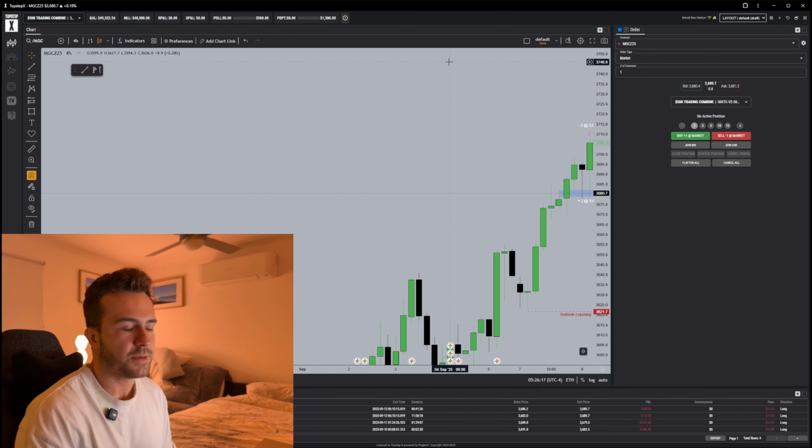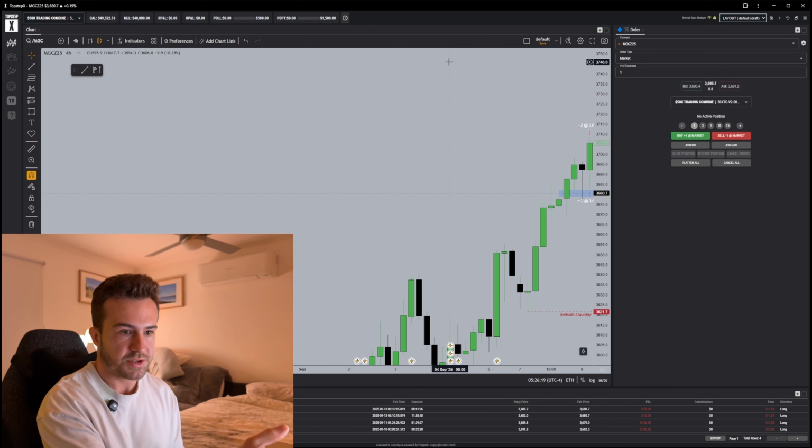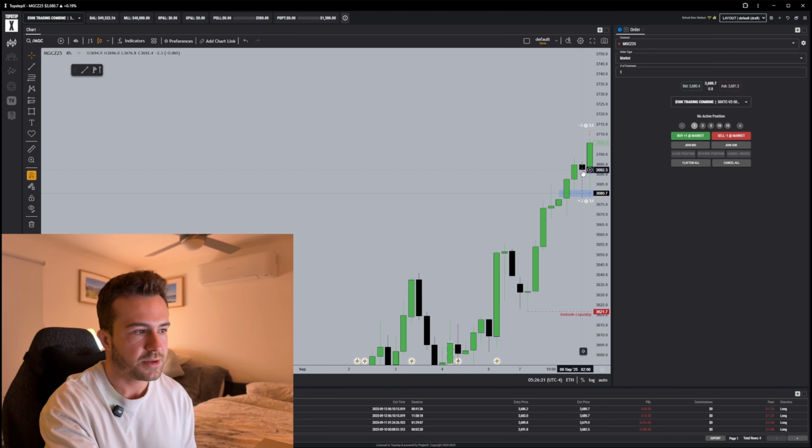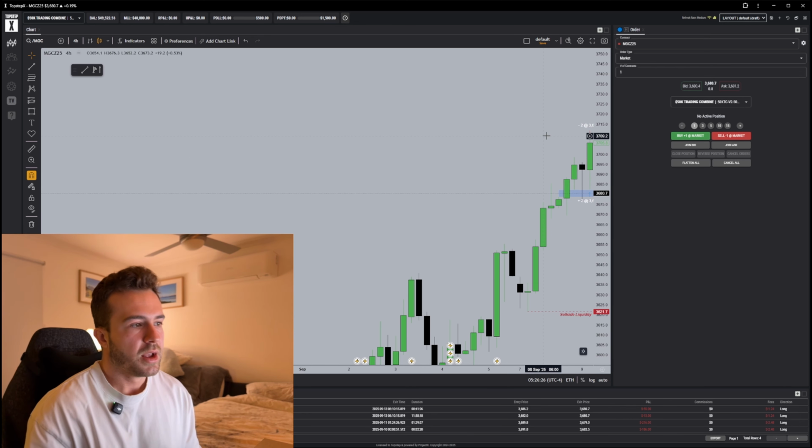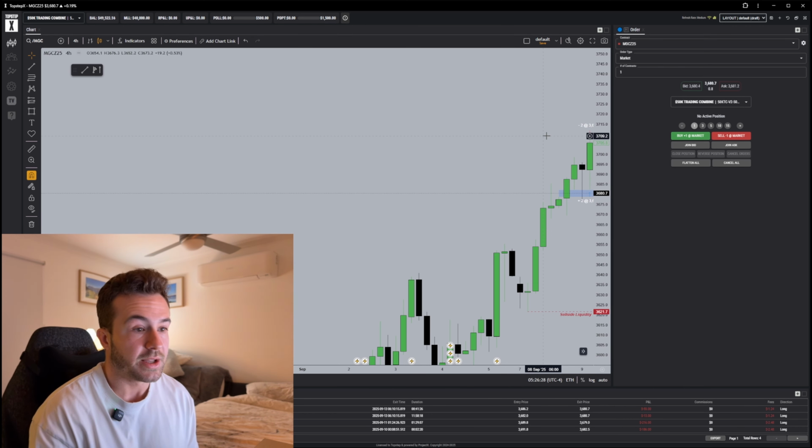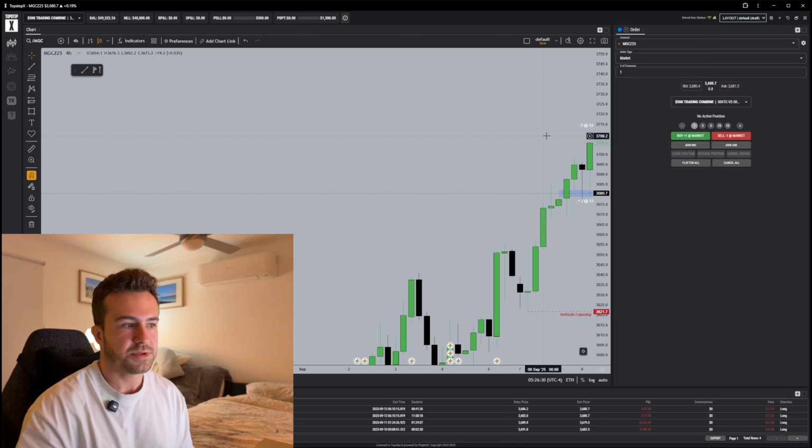Anyway, so yeah, I was watching this 4-hour chart. I really liked how this 4-hour candle closed. This one opened, traded down. That's the candle I bought in, obviously. And yeah, it looked to me like it was just going to keep running higher.